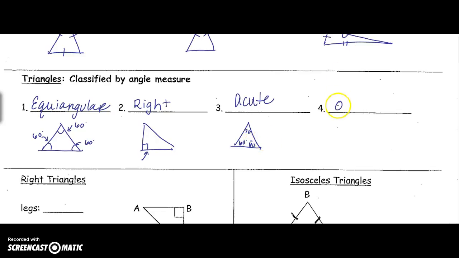The last one is an obtuse triangle, and an obtuse triangle has one angle measure that is greater than 90. So if this is like 112 degrees, your other measures would be, let's say, 60, and the other one would be 8. So again, all adding up to 180, but one is greater than 90 degrees.